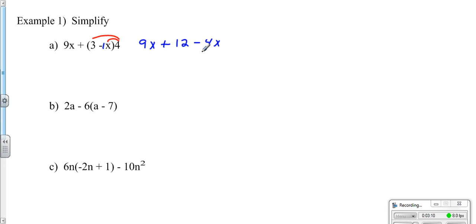Now here we start to put things together. Do you see any like terms? Well, the 9x and the negative 4x are. So I can put them together and we would get a 5x. The 12 does not go along with the 5x because it does not have an x with it. So those two are not considered to be like terms. That is our final simplified expression.